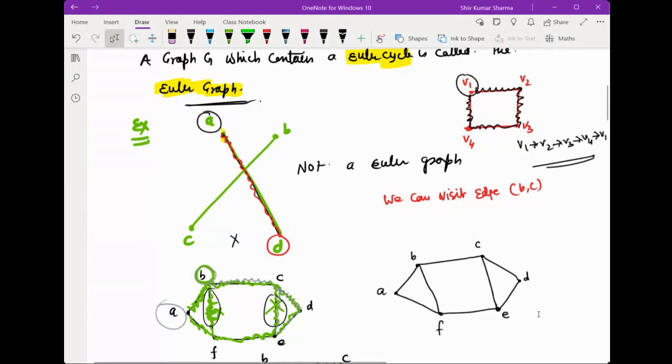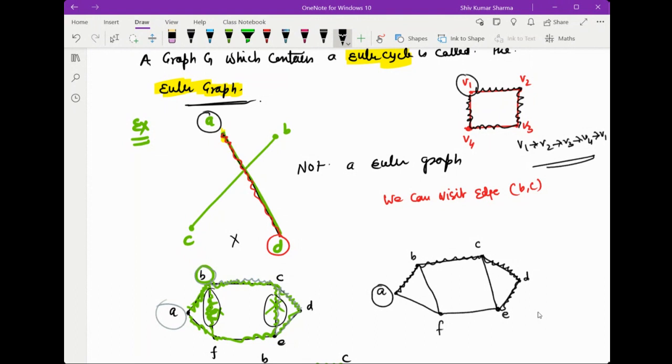You can choose any of the edges. Suppose you start visiting from vertex A. Then you move to the vertex C, then you move to the vertex D, then you move to the vertex E. That means this edge is left without visiting.